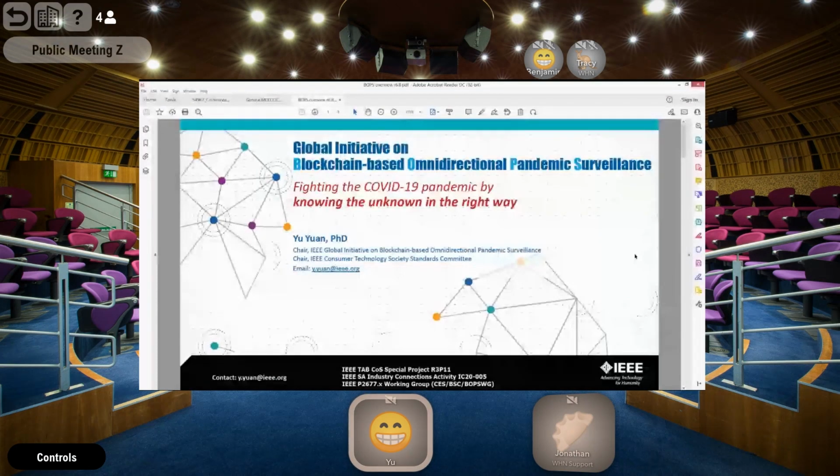in the right way. Because the purpose, or the underlying philosophy, is to use technology, especially blockchain, to help us know the unknown in terms of the pandemic distribution and the dynamics, so that we can optimize how we can manage our control measures and resources.